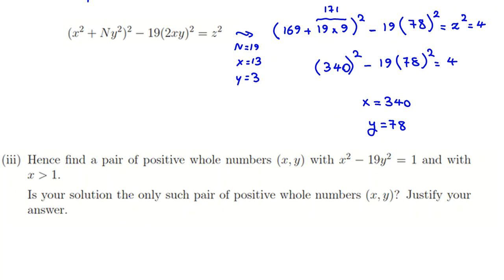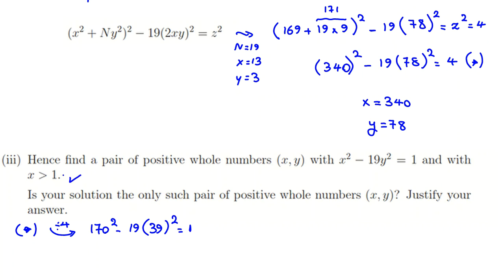We've solved 2 parts here. We found this is equal to 4. We want to find 1, so we can divide both sides by 4. And inside the square, you should divide by 2. So 170 squared, let's call this one star. By using a star, we can divide it by 4: 170 squared minus 19 times 39 squared equals 1. Okay, so we found one part.